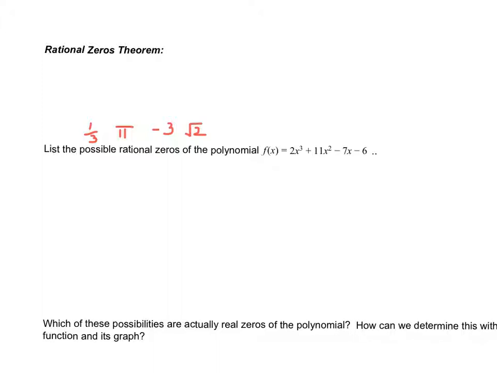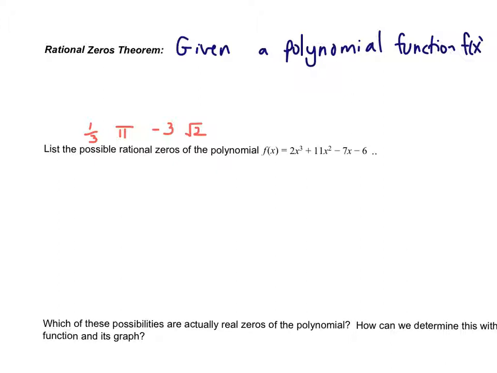Okay, and that brings us to this rational roots theorem. So the rational roots theorem says this. If we're given a polynomial function, and we'll call it f of x, just for generic sake, and we'll say f of x is equal to a_n x to the n plus a_(n-1) x to the n minus 1 plus, and so on, down to a_0 down here.